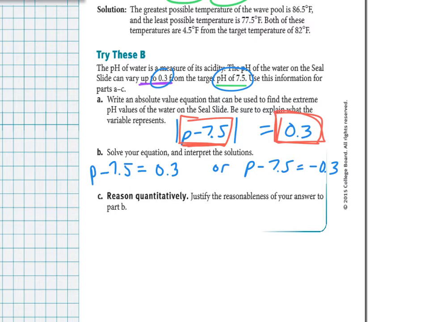Then we can simply solve those by adding 7.5 to both sides. Sorry, getting a little sloppy. So p could equal 7.8, or if I add 7.5 to negative 0.3, that's going to give me 7.2. And those would be our answers. Those are the extreme values, where the pH would need to be between 7.2 and 7.8. I'm not sure what the unit is on that. I can't remember what it was.